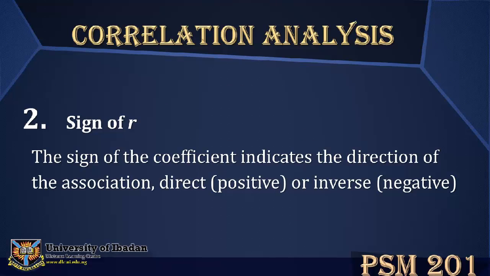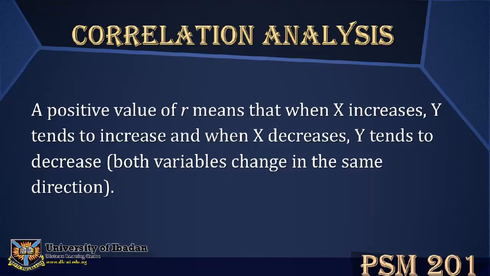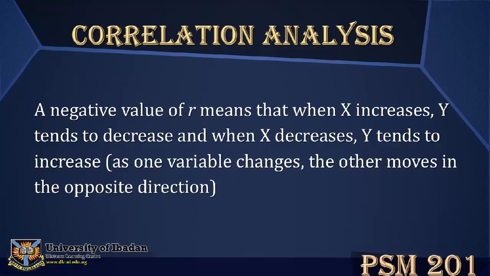Sign of R. The sign of the coefficient indicates the direction of the association, direct, positive, or inverse, negative. A positive value of R means that when X increases, Y tends to increase, and when X decreases, Y tends to decrease. Both variables change in the same direction. A negative value of R means that when X increases, Y tends to decrease, and when X decreases, Y tends to increase. As one variable changes, the other moves in the opposite direction.